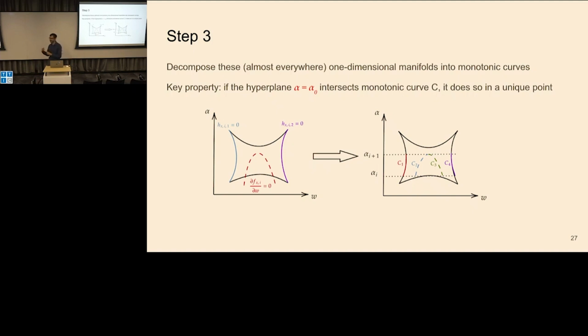This gives us step 3. By this point, we are able to bound the number of total possible discontinuities, because across these extreme points of the monotonic curves, the function can still jump.